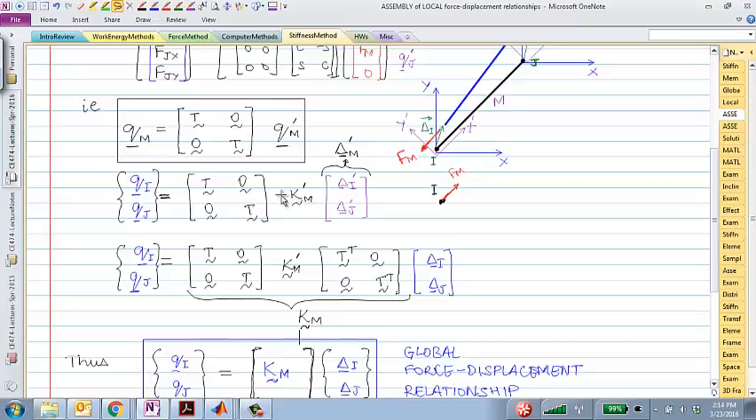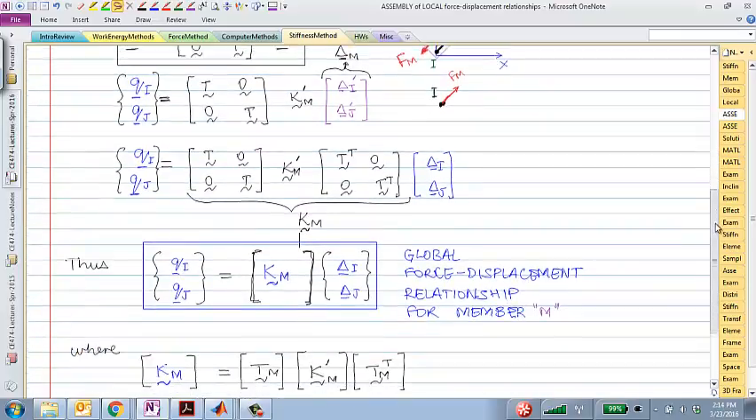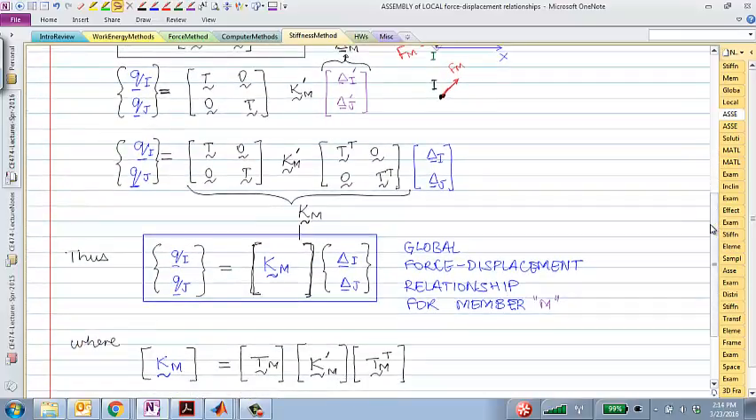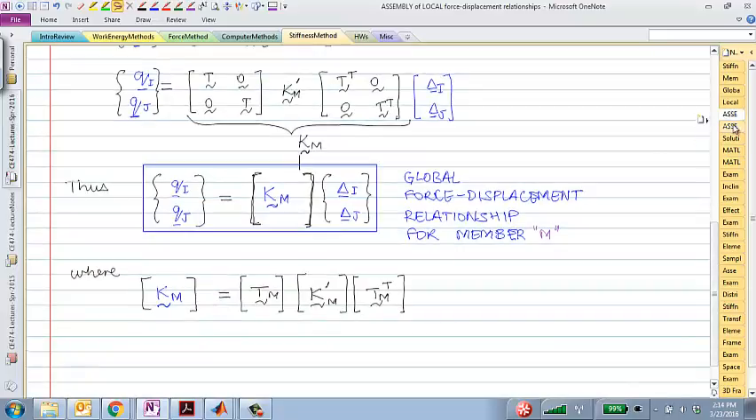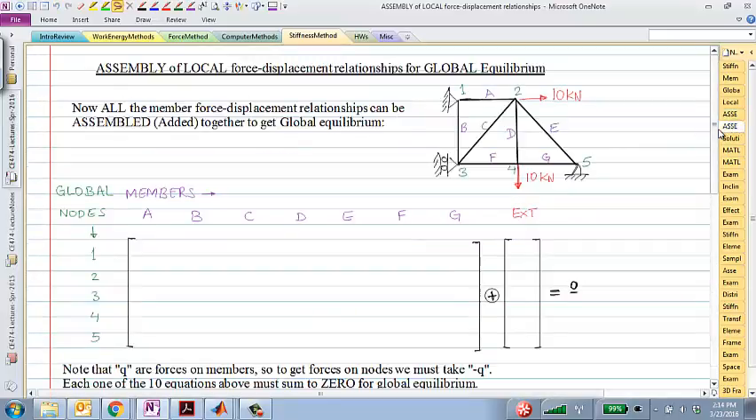Keep in mind that even if I have two elements exactly the same size, E, A, E, and L, one is horizontal, one is vertical, one is inclined, all three of them will have the exact same local force displacement relationships, and they will have different global force displacement relationships. But once we have these global force displacement relationships, we can simply add them together. And this adding them together is a process which is called assembly of elements.